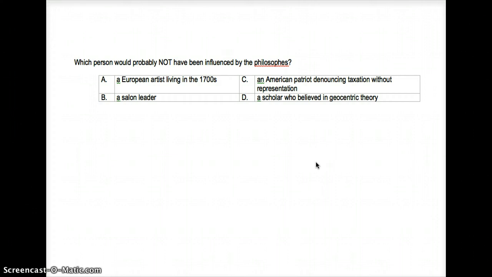So that is the answer, because geocentric theory is actually more of an ancient theory, and someone who was influenced by the philosophers would believe in the heliocentric theory, which came up during the scientific revolution. And so someone not being influenced by the philosophers would be someone who believed in old scientific understandings and concepts. But let's say that you said the answer was B, which is a salon leader.